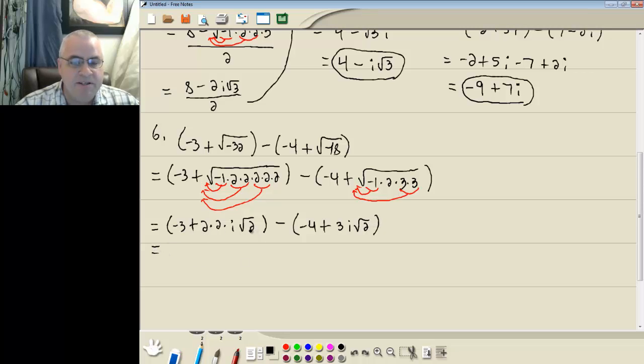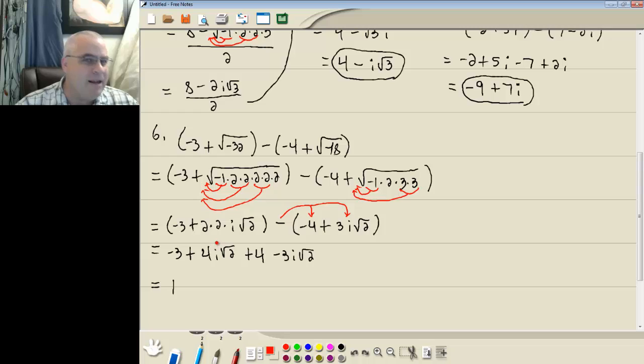Well, I'm going to get rid of the parentheses on this first one. So that gives me negative 3 plus 2 times 2 is 4. So we got 4i square root of 2. Now remember, if you have a negative in front of your parentheses, it flips the sign of everything inside. So this is going to flip the sign of the negative 4 and the 3i square root of 2. So negative 4 becomes a positive 4. The positive 3i square root of 2 becomes a negative 3i square root of 2. Okay. Now let's combine together numbers. Negative 3 plus 4 is 1.